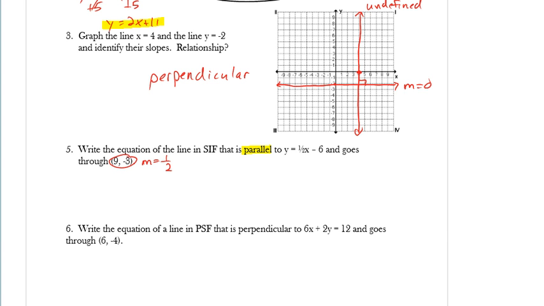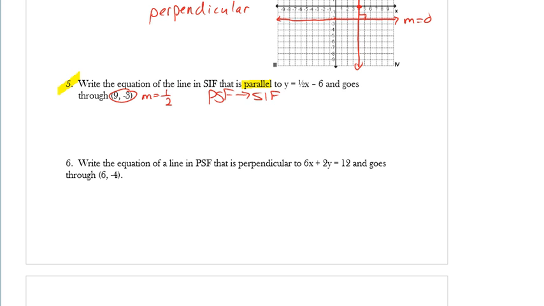Plug it into point slope form first, then take it to slope intercept form to figure out what it looks like. So again, plug it back in just like we did the first one with your point and your slope. Plug it in point slope form, go to slope intercept form. I want you guys to finish 5 for tomorrow.